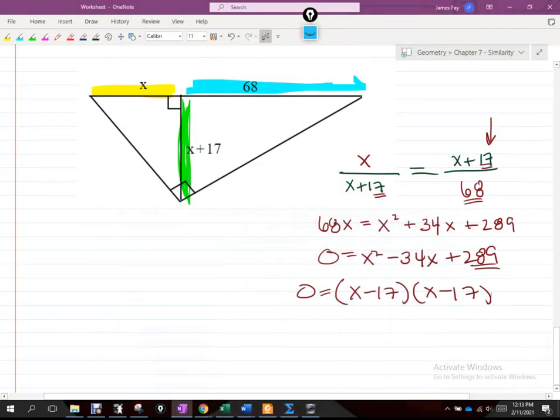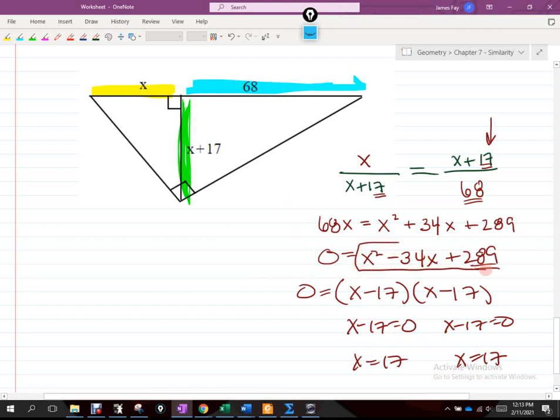But once we have that, so x equals 17, or x minus 17 times x minus 17 equals 0, then x minus 17 should equal 0. And we get x equals 17. It's a unique case when you guys talk about algebra 1, algebra 2. When we have, does anybody remember the graph of this, what that kind of graph looks like?